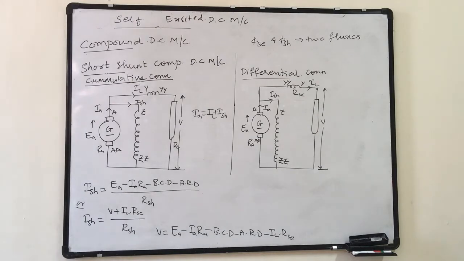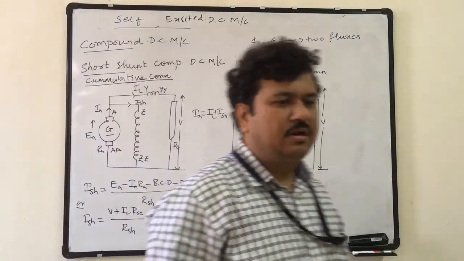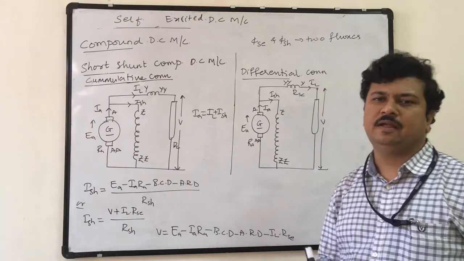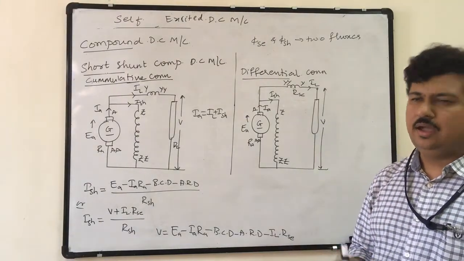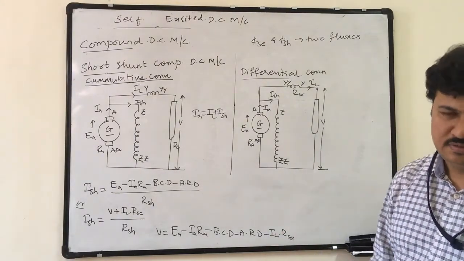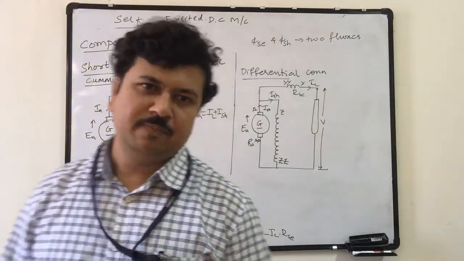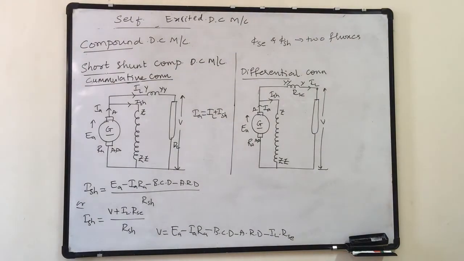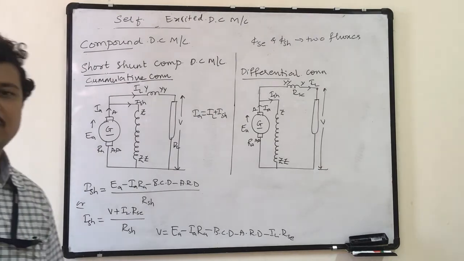So this is all about the classification of DC machines. Any compound machine, either it can be short shunt or long shunt, and it can be cumulative or differential. Any one of the four it should be. Generally we go for cumulative DC machine, and it is advantageous to go for short shunt compound machine rather than long shunt.